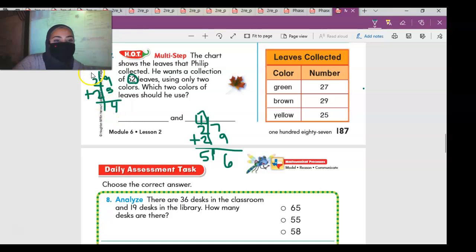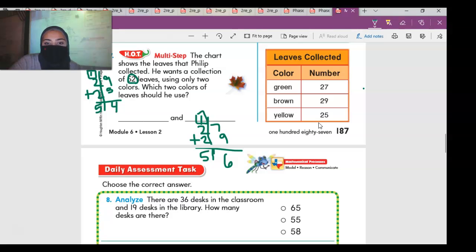4 stays in the ones place and 1 gets kicked upstairs. Now, 2 plus 2 is 4 and 4 plus 1 is? Everybody? 5. 54. Is that the number they're looking for? No, we're looking for 52. So brown and yellow isn't going to work.